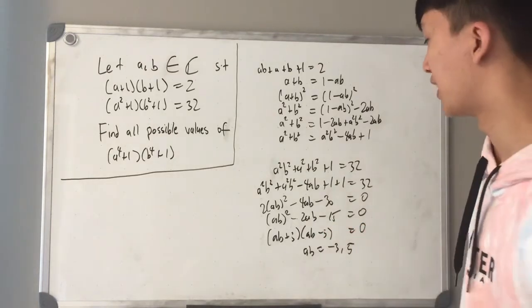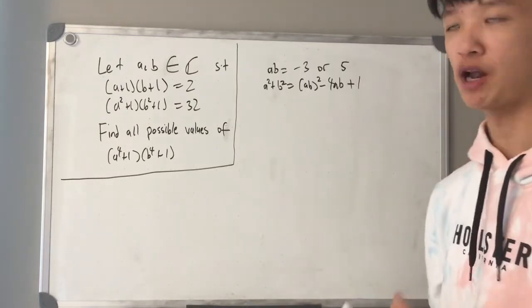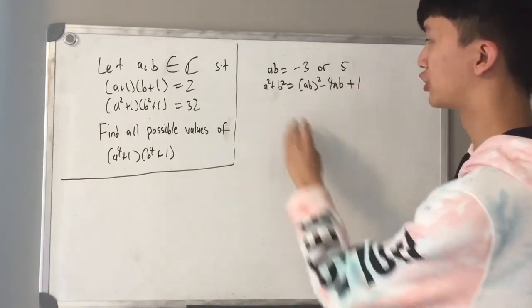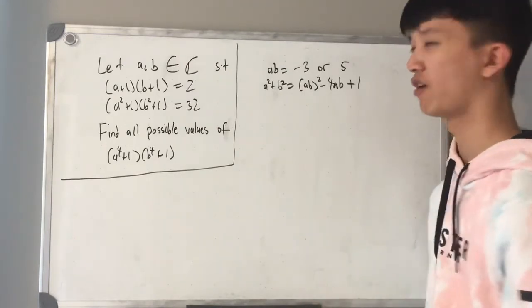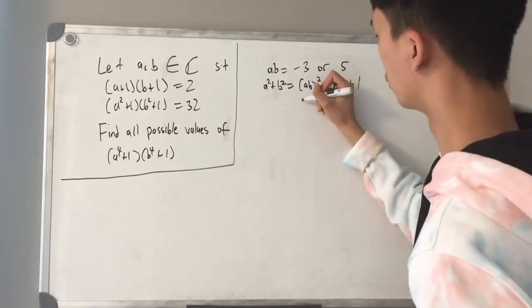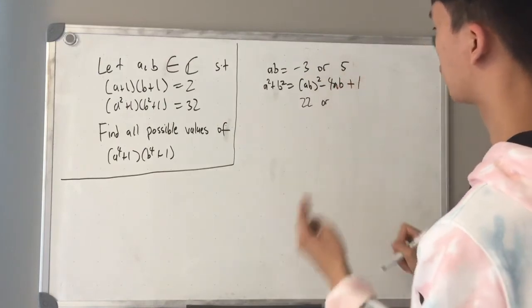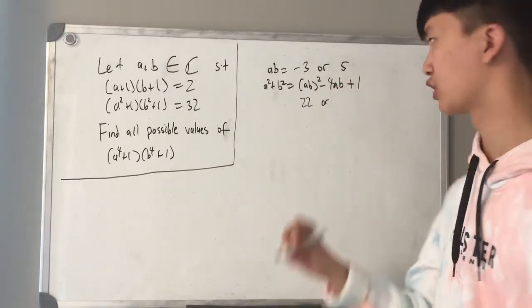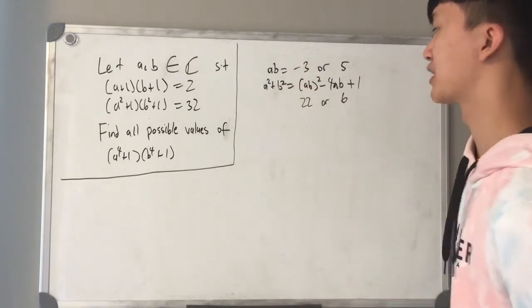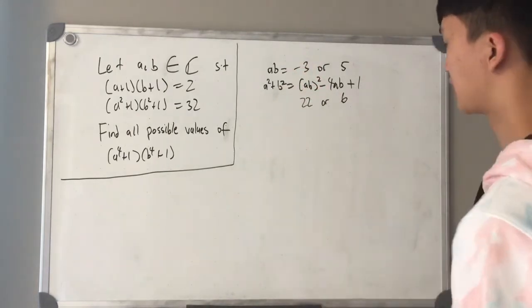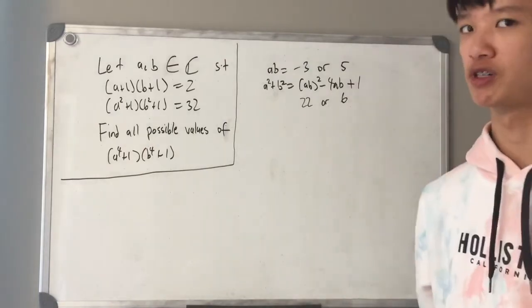Alright, so now with these two in mind, let's move this to the top. So now we can substitute negative 3 or 5 into the second equation here. So substituting negative 3 will give us 9 plus 12 plus 1, which is equal to 22, or 25 minus 20 plus 1, which is equal to 6. So if ab is equal to negative 3, then a squared plus b squared is equal to 22. If ab is equal to 5, then a squared plus b squared is equal to 6.